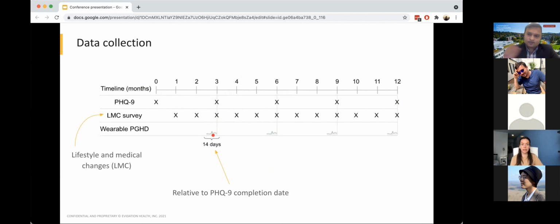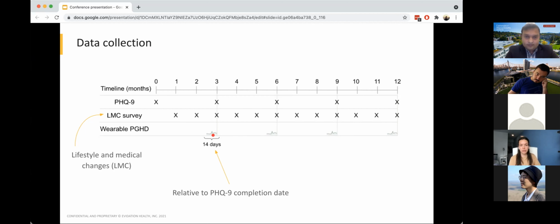As well as we had monthly LMC surveys, which are the lifestyle and medical changes surveys. For instance, asking whether a participant has started a new medication or reduced alcohol consumption or changed their eating habits in some way. Also, throughout the study, the participants were asked to wear their consumer wearables throughout the entire year.